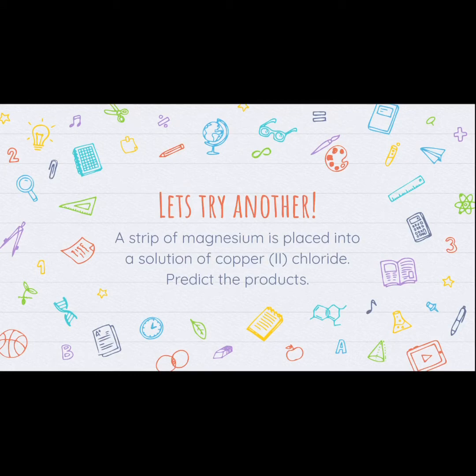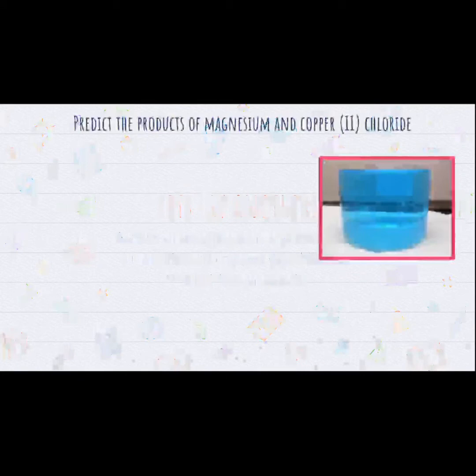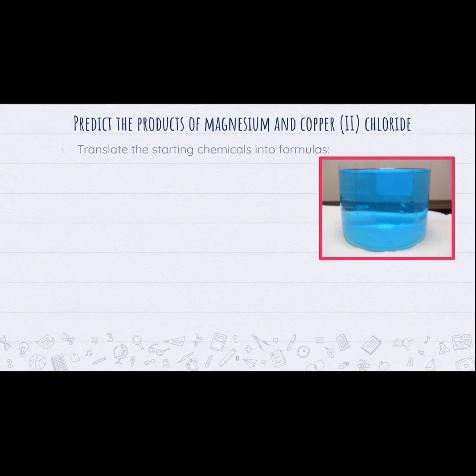Okay, let's try another one. A strip of magnesium is placed into a solution of copper 2 chloride. Predict the products. So this is what copper 2 chloride looks like as a solution. It's this light blue colored liquid. It is toxic. There is a demo of this reaction on the class website, so please go watch that right after this notes video. So translate the starting chemicals into formulas.